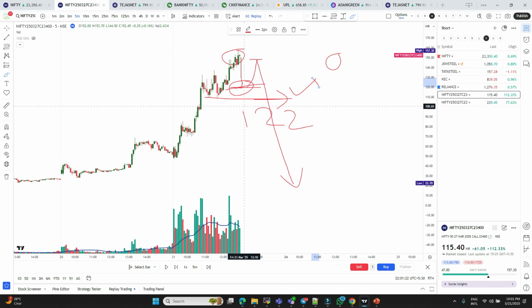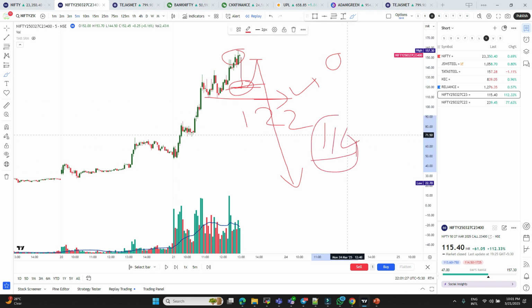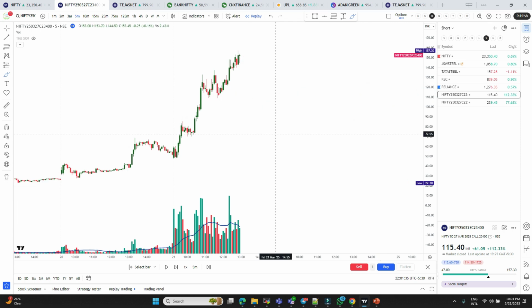I closed my position at 114. If I close my position at 114, my account is going to have 10,000 rupees profit for the day, which is Friday. That is the final I wanted to have.